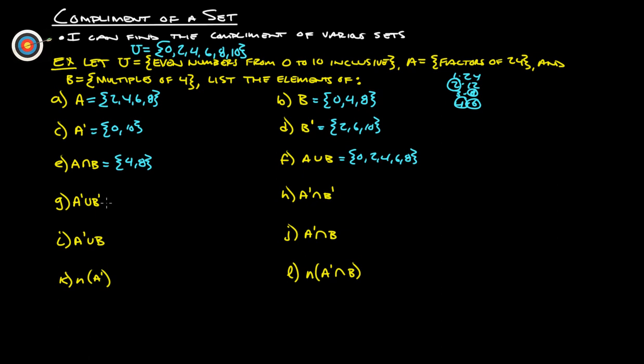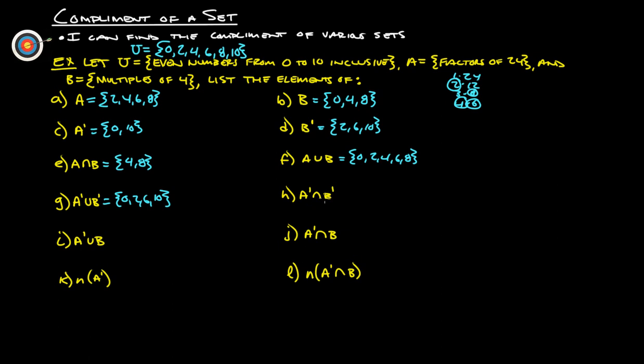Now they're getting a little weird on us. Now we've got A prime and B prime. Good news is that's A prime union B prime, and we already figured out A prime and B prime. So the union is these two combined, right? So 0, 2, 6, and 10 would be A prime union B prime. As long as it's in A prime or in B prime, we're good, right? So 0, 2, 6, and 10.